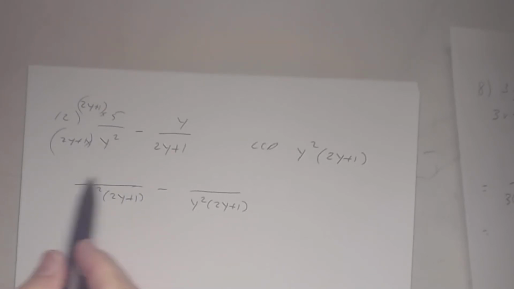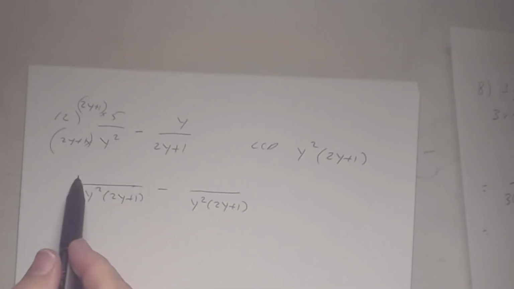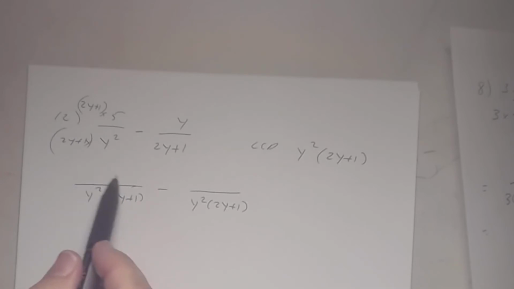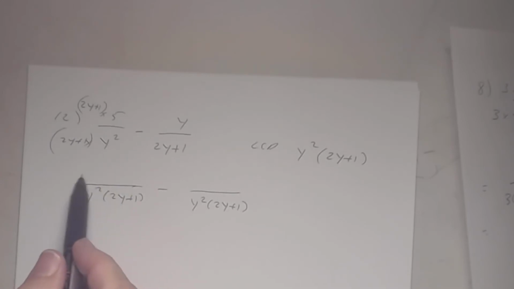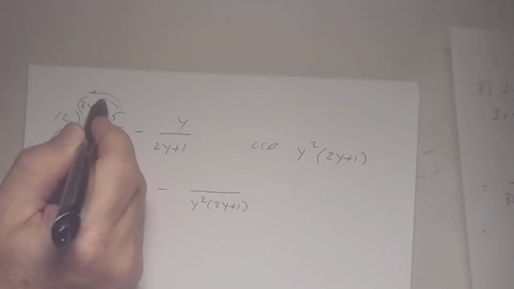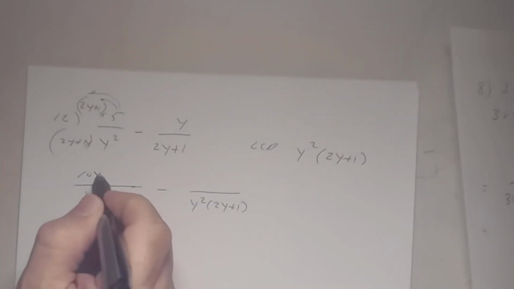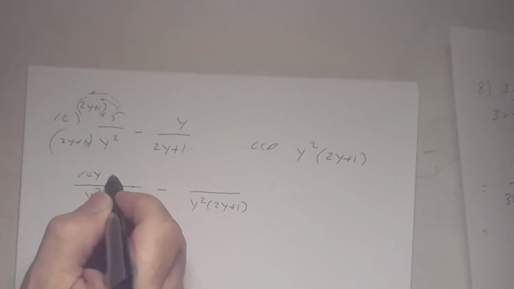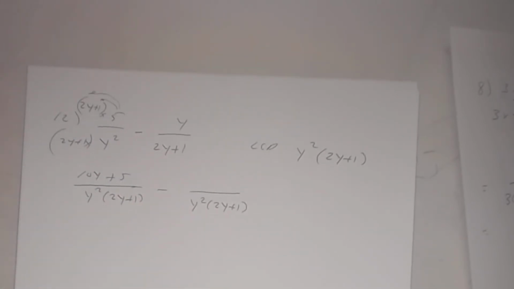So what's going to be this numerator? What do y'all think? 5 and then the 2y plus 1. So what is it when you distribute? 10y plus 5. So distribute: 2y times 5 is 10y, 1 times 5 is 5, right? Okay. On the other side, what's missing right here?